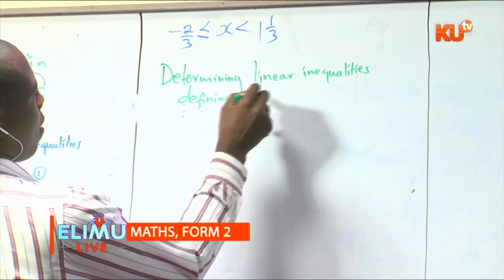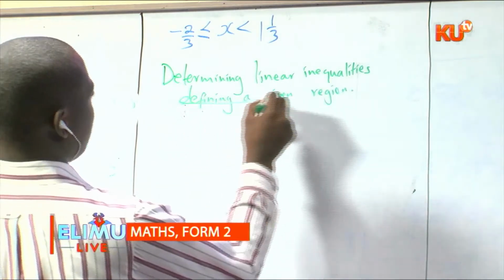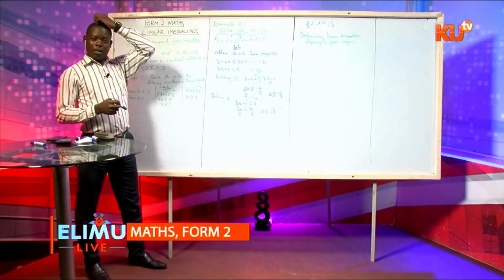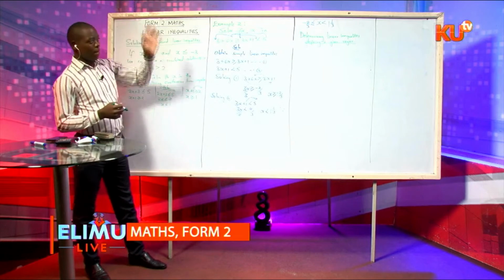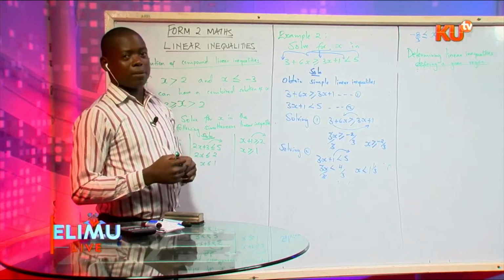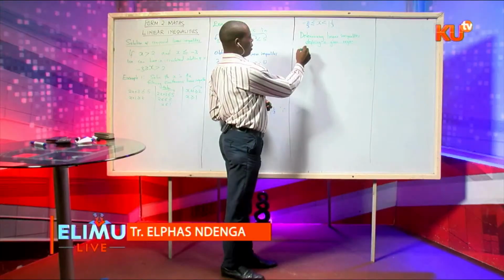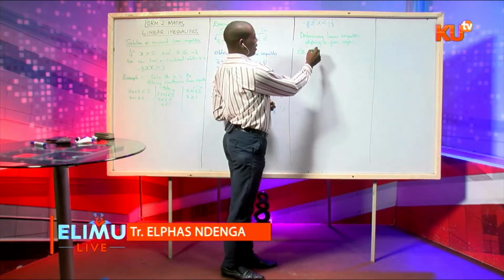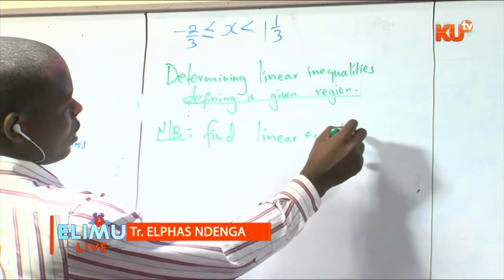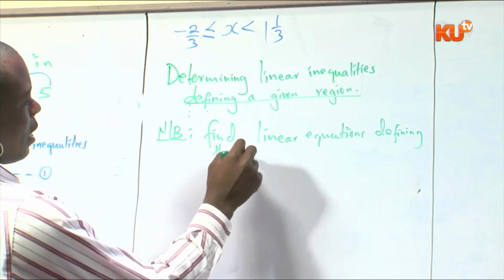Linear inequalities defining a given region. In this part, the examiner will draw for you a region and then ask you to determine the linear inequalities. What you only need to know here is that the only thing you'll be doing is you will have to find linear equations defining the given lines.